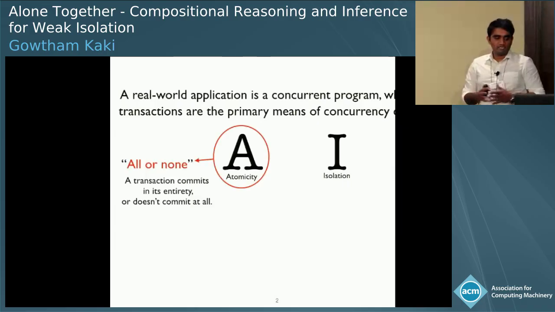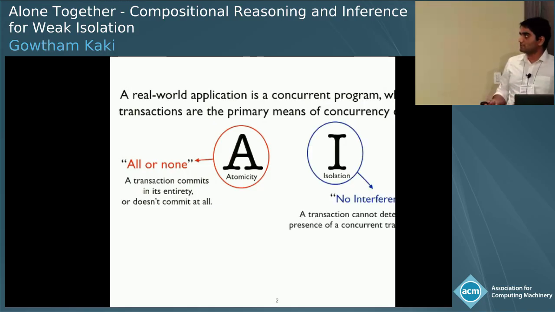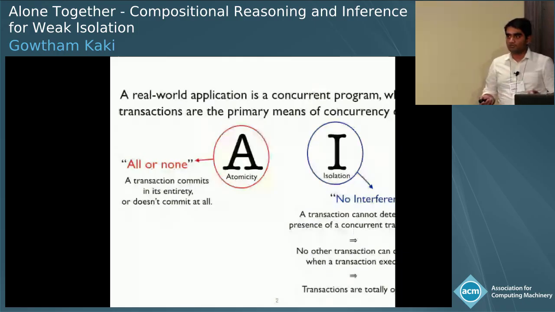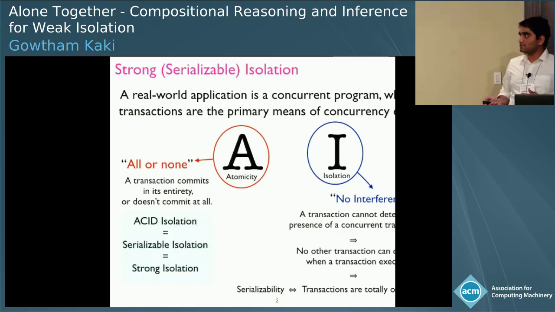Atomicity is often called the all-or-none property; it allows a transaction to commit in its entirety or not commit at all. And isolation guarantees that a transaction cannot detect the presence of a concurrent transaction during its execution. Since transactions are atomic, no other transaction can commit while a transaction executes, which guarantees the total order of transactions and serializability. So ACID semantics, in fact, guarantees strong or serializable isolation.